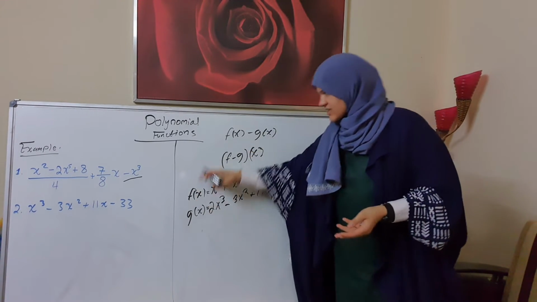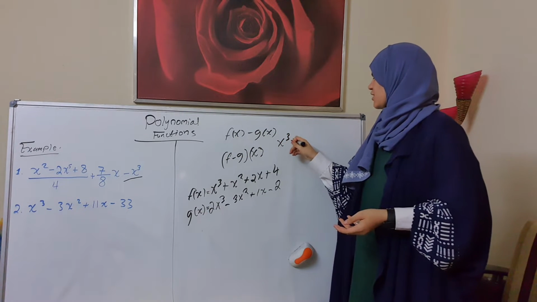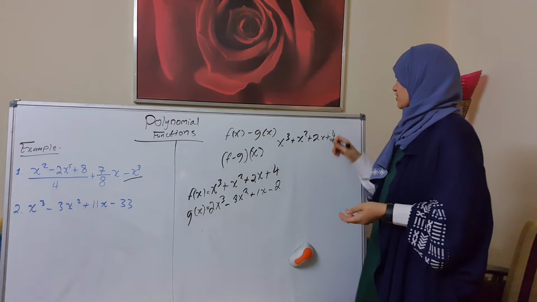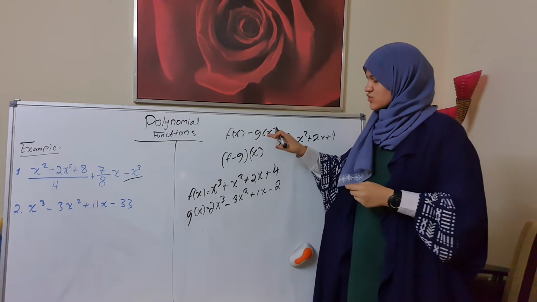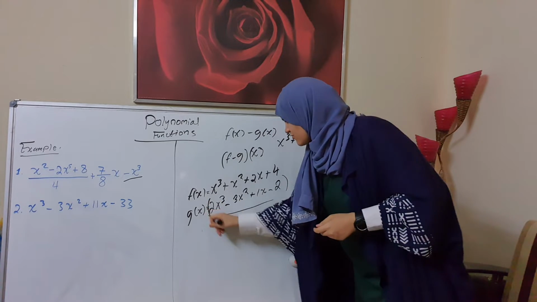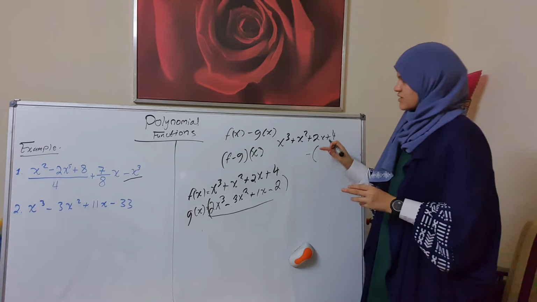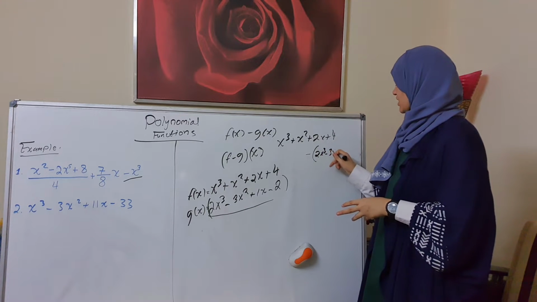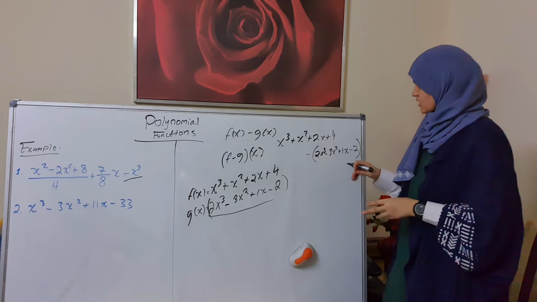For example, here we'll put f of x, which is x to the power of 3 plus x to the power of 2 plus 2x plus 4, right? Now we have negative g of x. So we'll make negative and put this function in a bracket: 2x to the power of 3 minus 3x squared plus 1x minus 2, right?